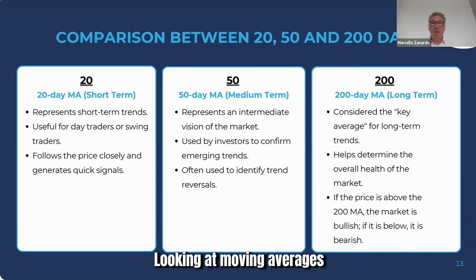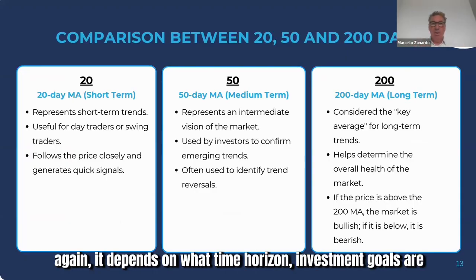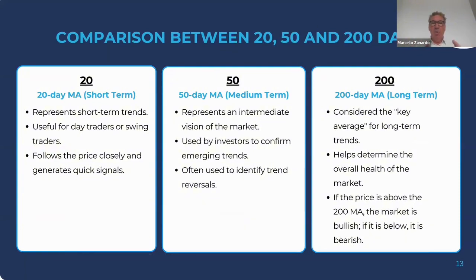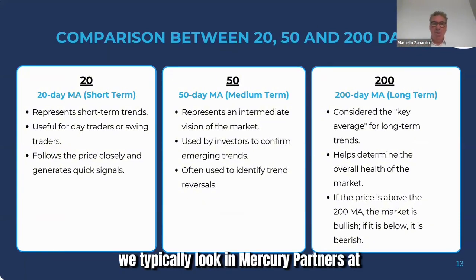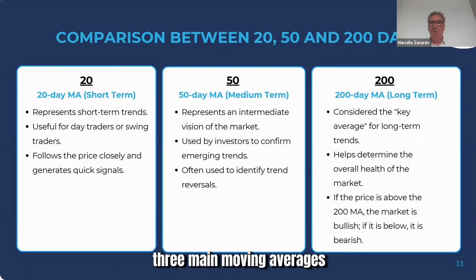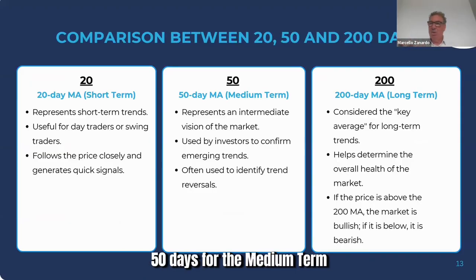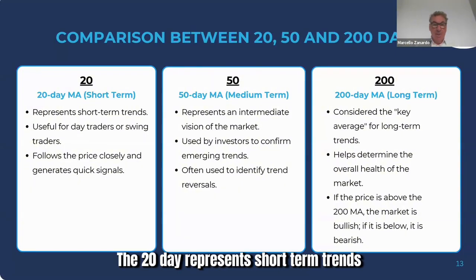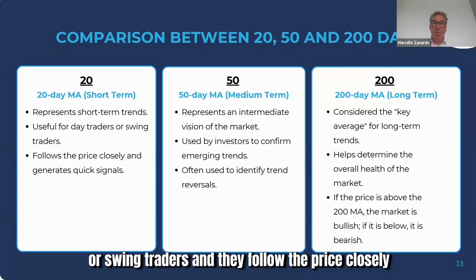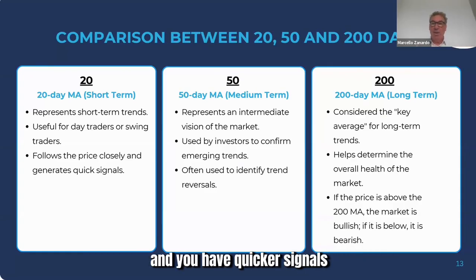Looking at moving averages, again, it depends on what time horizon and investment goals are. We typically look in Mercury Partners at three main moving averages: 20-day, looking at what we call short term, 50-day for the medium term, and 200-day for the long term. The 20-day represents short-term trends. They're useful for day traders or swing traders, and they follow the price closely, and you have quicker signals.